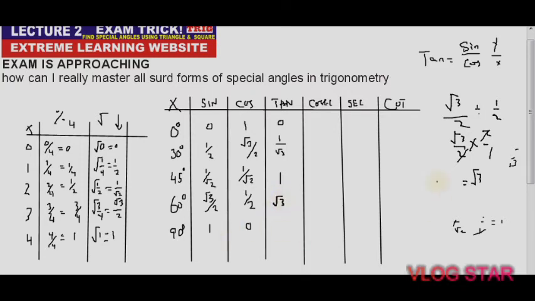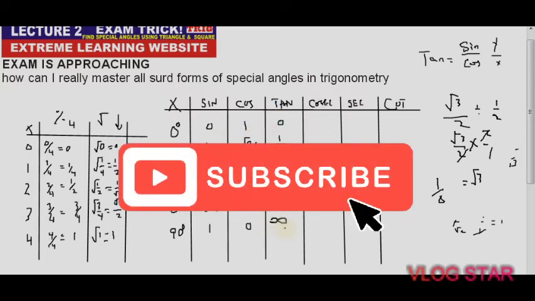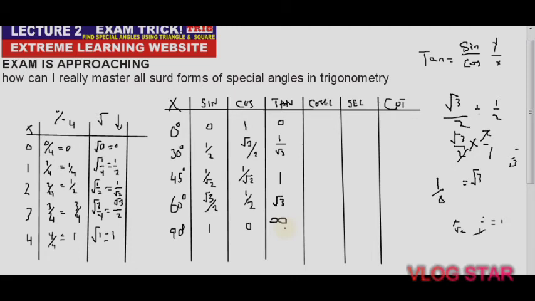Now the next one is what? 1 divided by 0 is infinity. It's undefined. So we're done with finding the tan for all the special angles we listed. The next thing is to find the what? Cosec. And what is cosec? Cosec is what? Inverse of what? Sine.